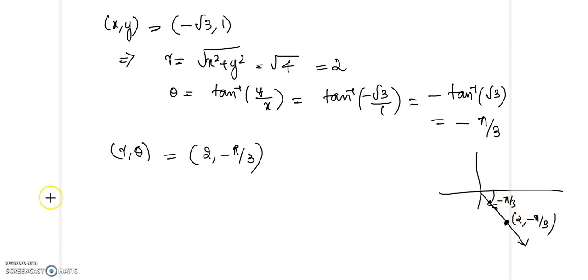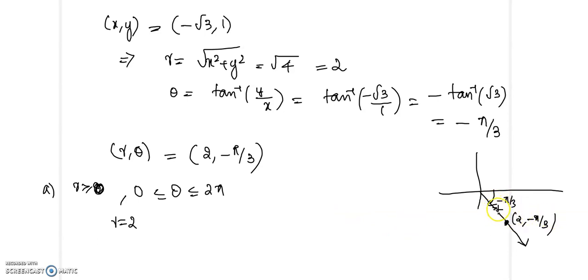Now first we need to look at the case where r is greater than or equal to 0, and we must have 0 less than or equal to theta less than or equal to 2 pi. So for doing that, r must be greater than or equal to 0. So r will be equal to 2. Now we need to obtain a value of theta such that we have 0 less than or equal to theta less than or equal to 2 pi.